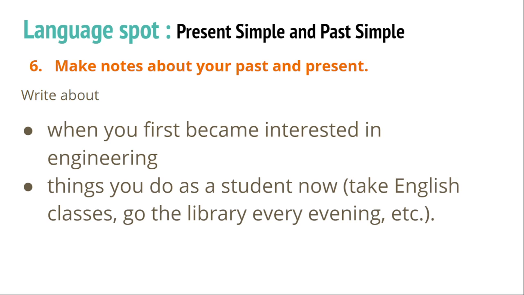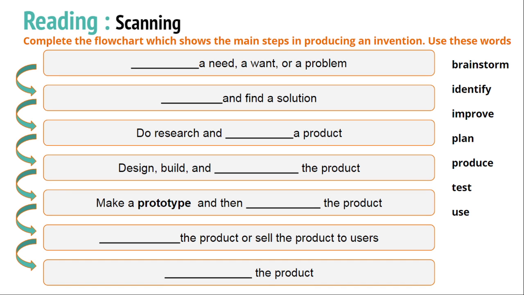Make notes about your past and present. Write about when you first became interested in engineering, things you do as a student now, like taking English classes, going to the library every evening, etc.